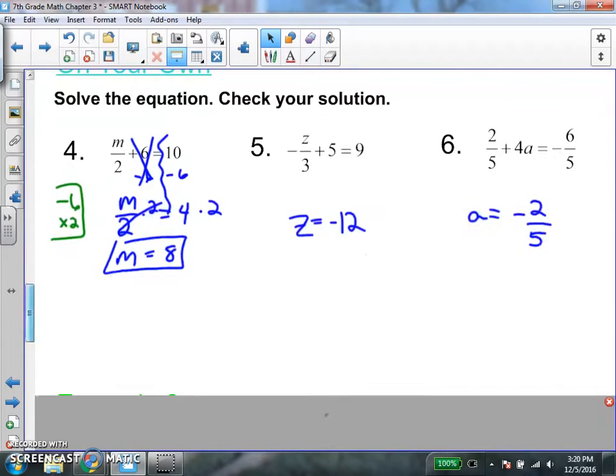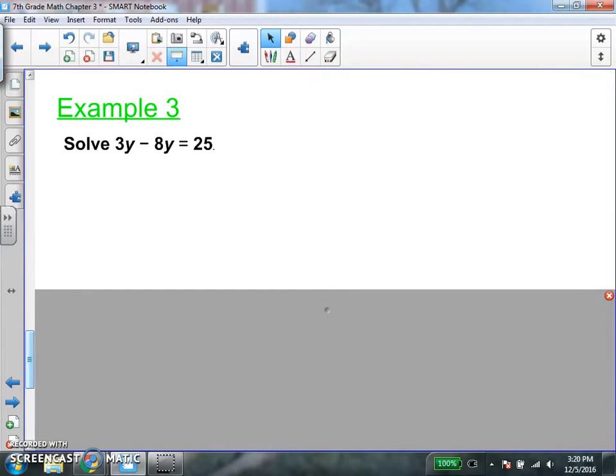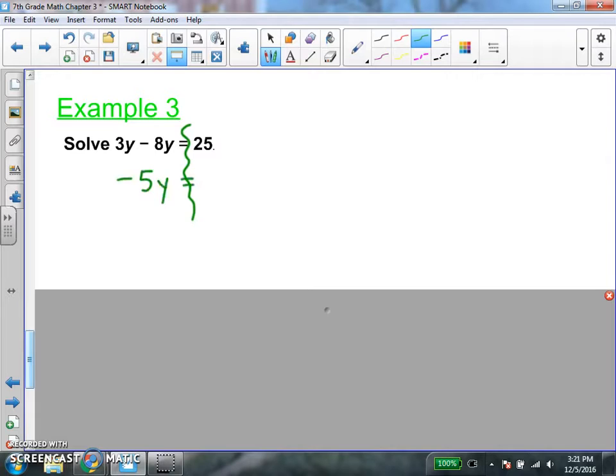Moving on then to example 3. We have a situation where on the left-hand side of our equation, hopefully you can see it, we have like terms. If I were to split it at the equal sign, on the left-hand side I've got 3y minus 8y. Well, I can do that. I can take 3 pizzas and subtract 8 pizzas from there. That is negative 5y equals 25. And then you can just solve it like a simple equation.